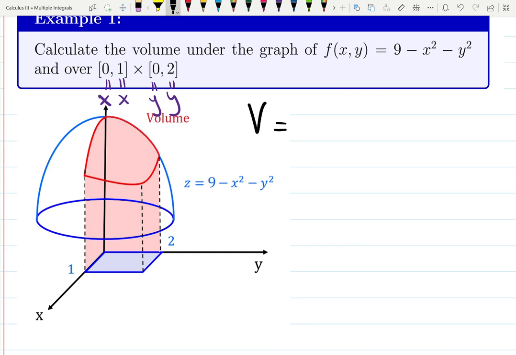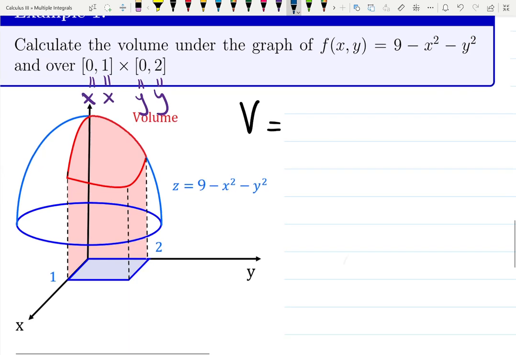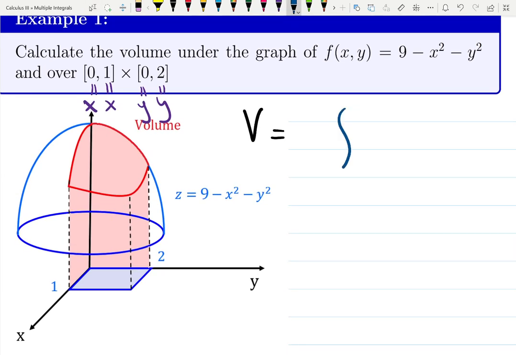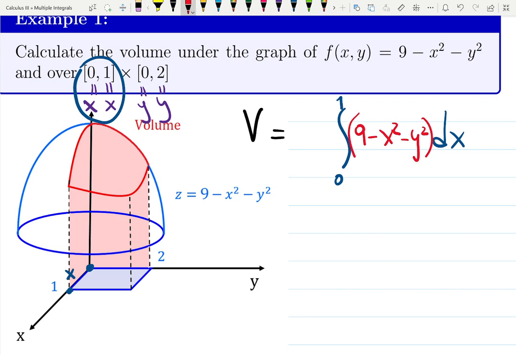Volume is. Let's start with the x inside. So x goes inside. That means step away a little bit, have some space. dx. It goes inside. X is varying from what to what? 0 to 1, because this is what it says here. And on the picture you can see from 0 to 1. That's my x. The function is the same, 9 minus x squared minus y squared. This is the function, just like below the graph.